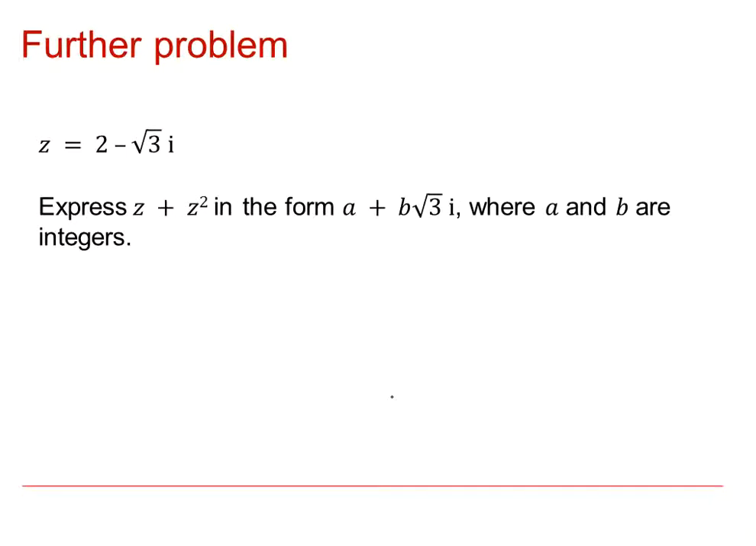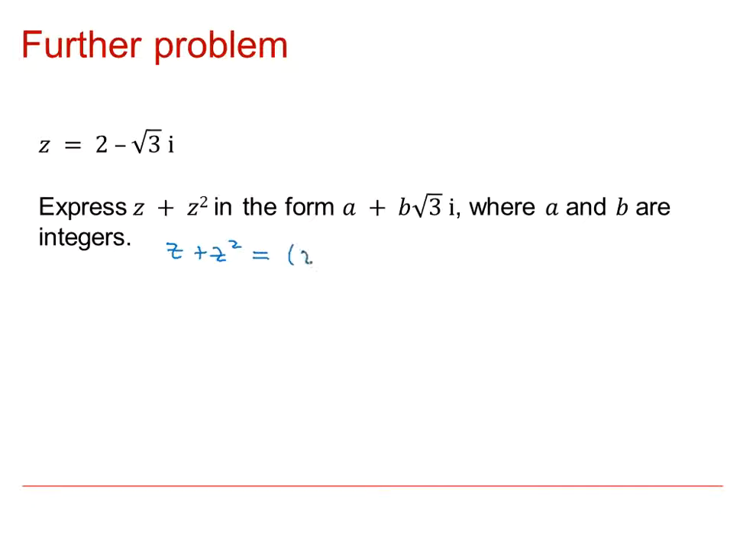So here's a little problem, just a little bit more sophisticated now. We've been told that z is 2 minus root 3i, and we've got to try and write z plus z squared in the form a plus b root 3i, where a and b are integers. So this is a little bit more structured, a little bit more like an exam style question. So we're going to start with z plus z squared. What do we know about z plus z squared?